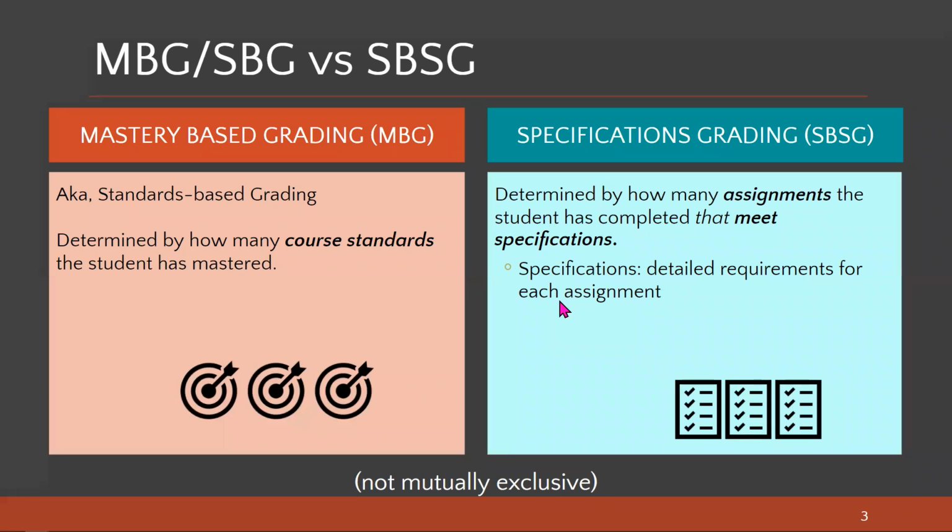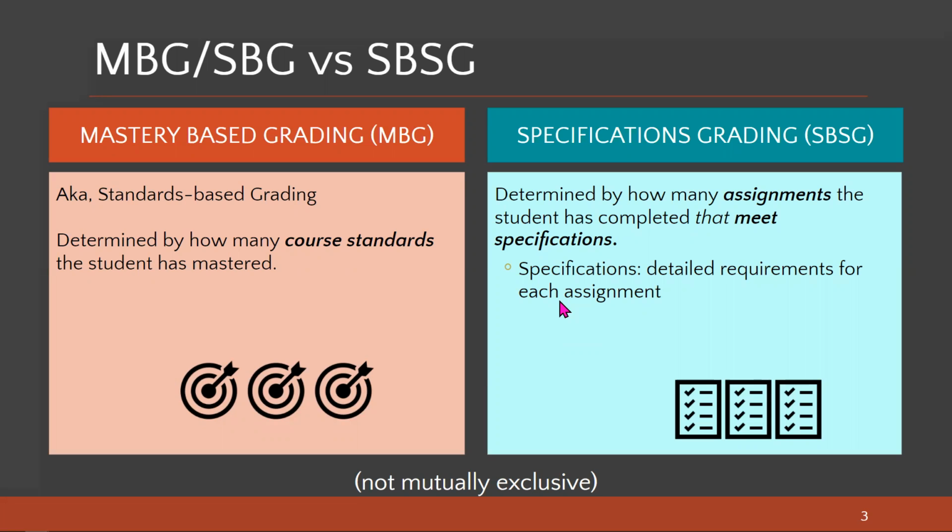And these two broad categories are basically determined by what the student does. So in mastery based grading, the student has to master course standards. So, they can apply Newton's second law to a mechanics problem, right? Something like that. And in specifications grading, it's more about specific assignments, and those assignments have really specific specifications, just to kind of use the word specific as much as possible in one sentence.